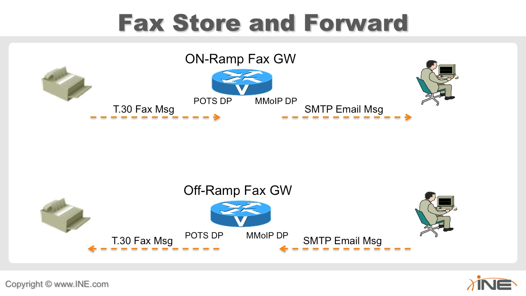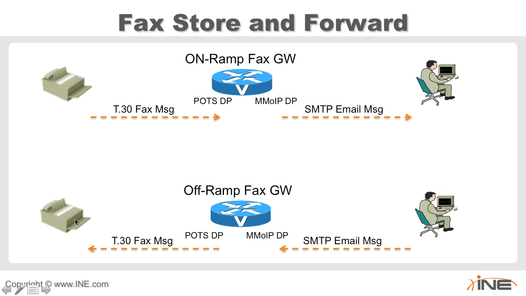And then the off-ramp TCL script, which is a separate one, looks at the email, disassembles it, grabs that PNG, and modulates that information into tones, into audible frequencies, and sends out a T.30 fax message to the fax machine.